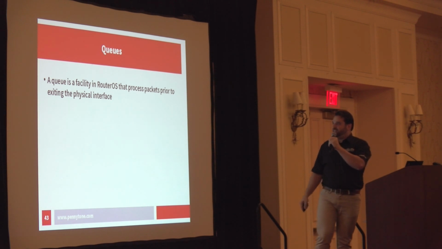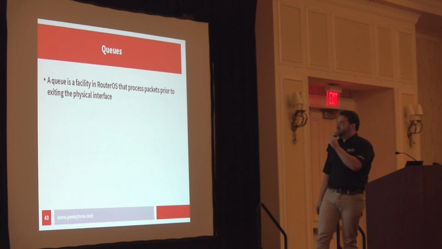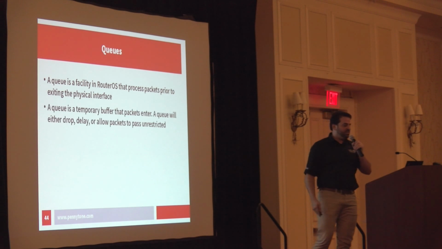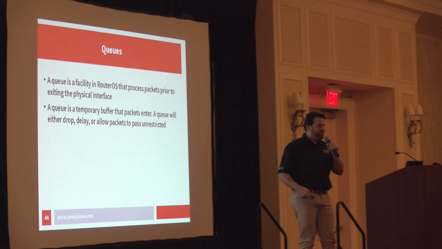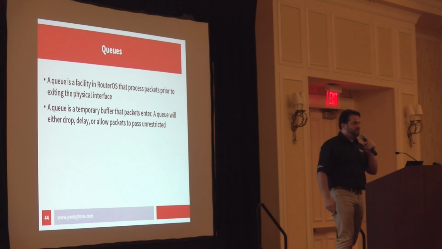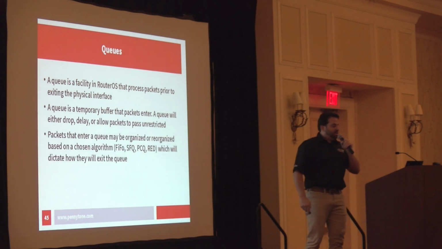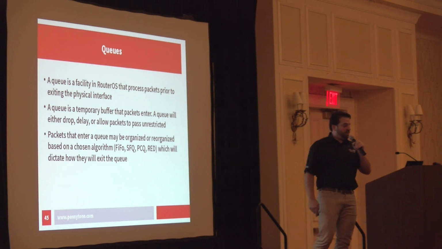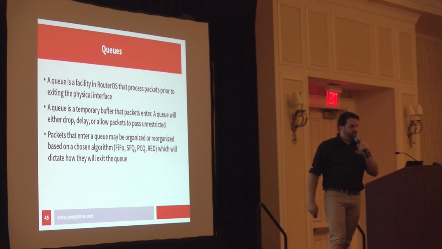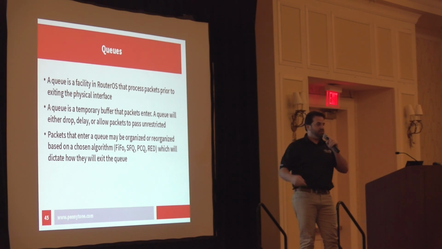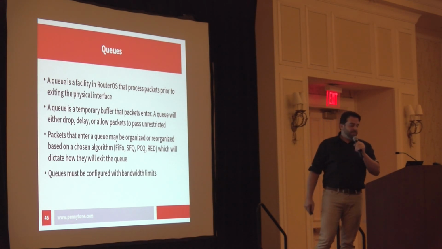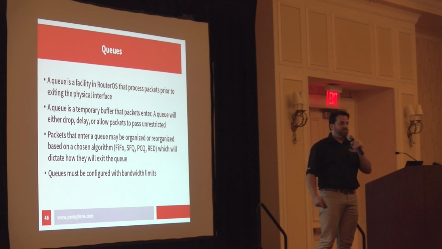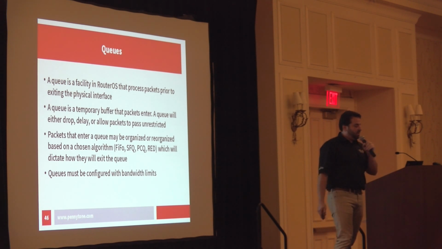And a queue is a facility in RouterOS that processes packets prior to exiting a physical interface. It's somewhat of a buffer. A queue is a temporary buffer that packets enter. A queue will either drop, delay, or allow packets to pass unrestricted. Packets that enter a queue may be organized or reorganized based on a chosen algorithm, and MikroTik currently has 4. And this will dictate in what order the packet will leave a queue. Queues must be configured with bandwidth limits, and that's very important. No limits, nothing happens. Whoops.